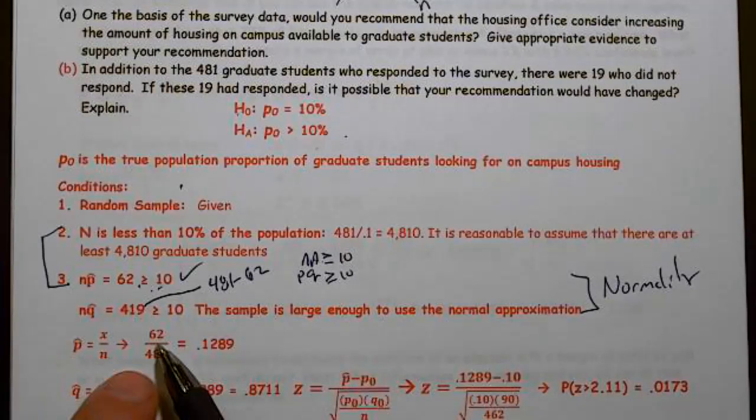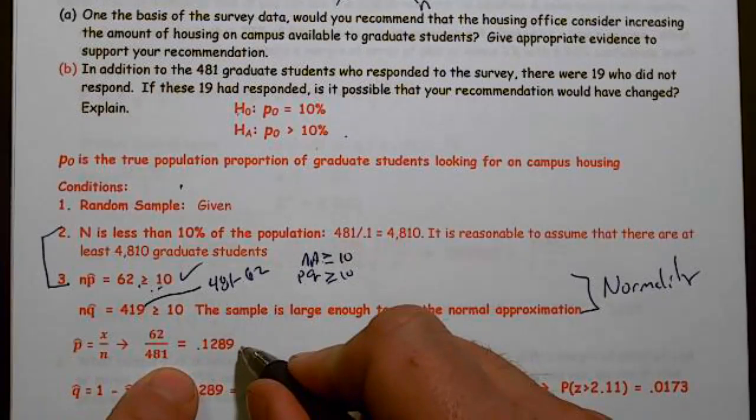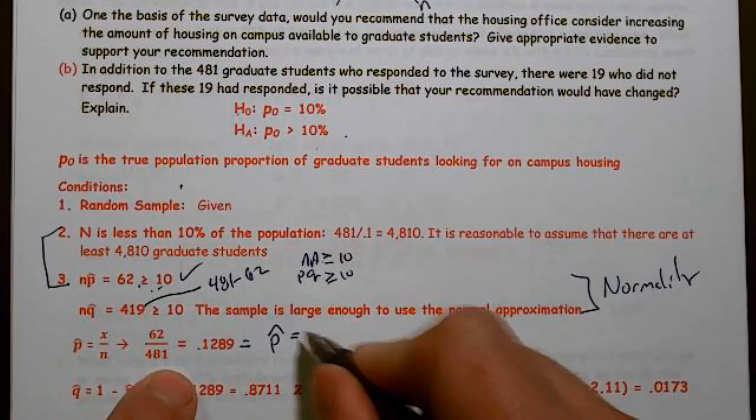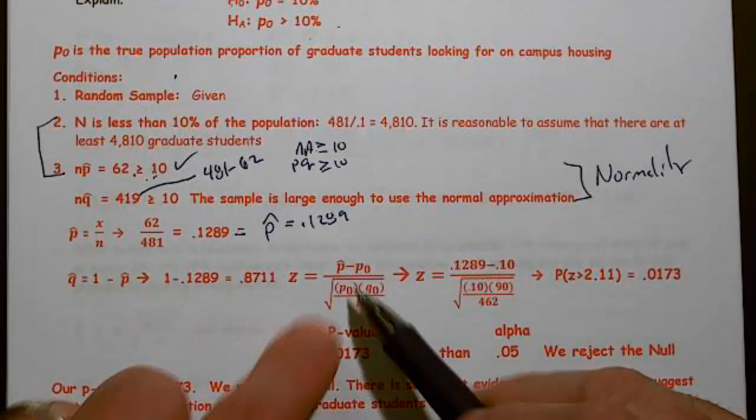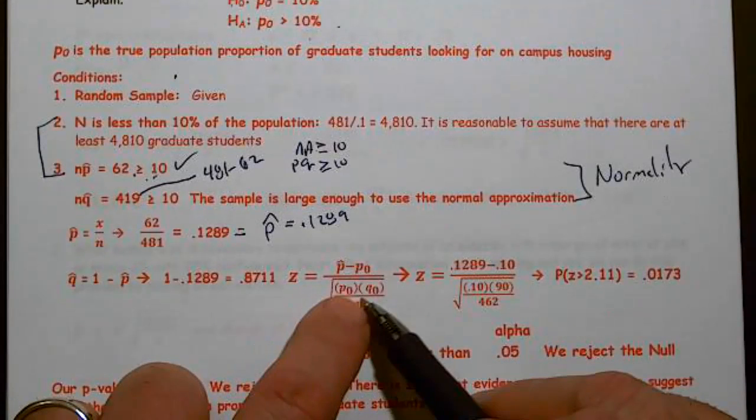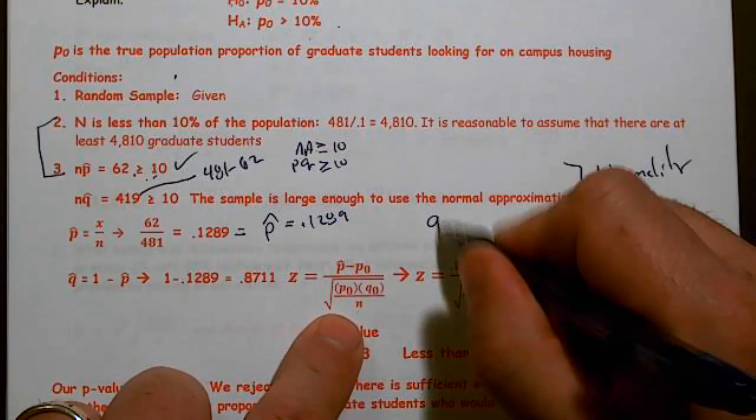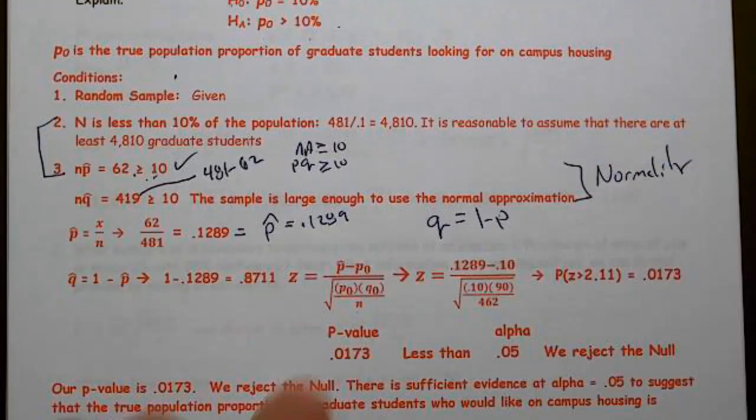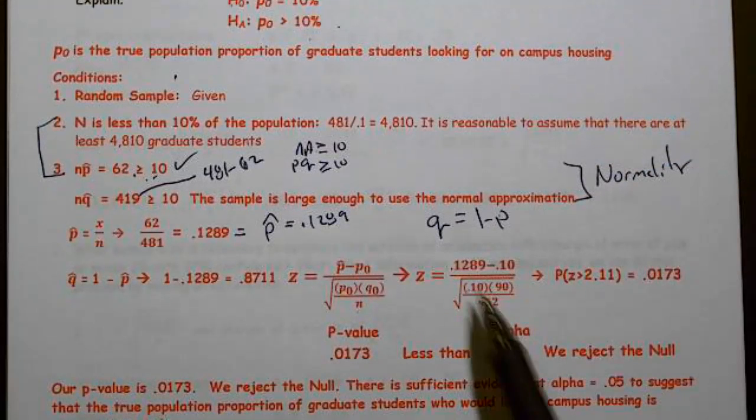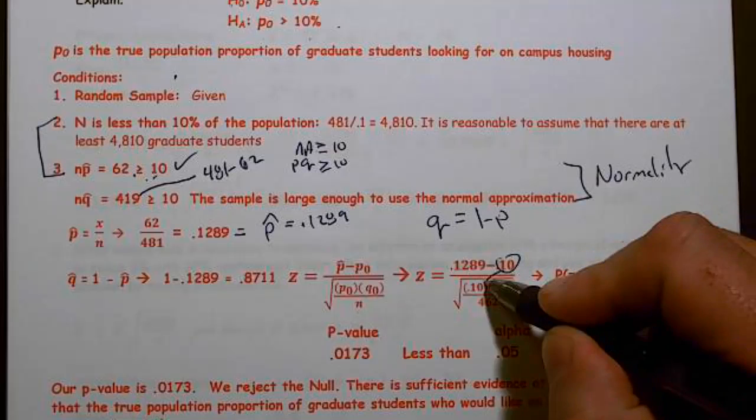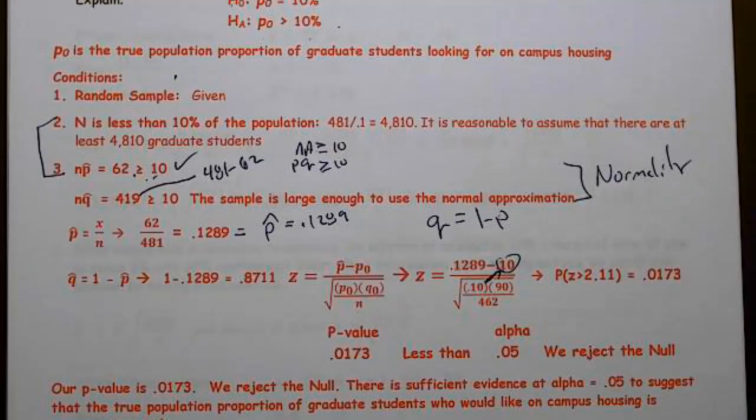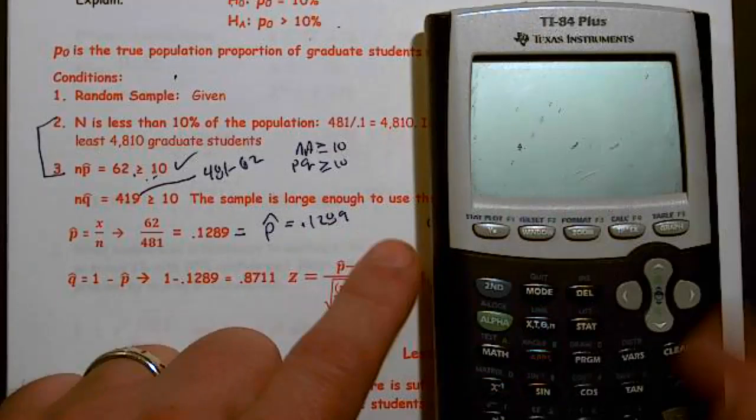So in this case, we had 62 out of 481 wanting graduate housing. That was our sample. So our p hat equals 0.1289. I'm writing my formula down, and it's p hat minus p over the square root of pq divided by n. Remember, if you use the q, you'll always have to tell them, hey, q is 1 minus p, or you can just write 1 minus p. So we have 0.1289 minus 10%, and then 10%, 90%, and 481. Please remember, in a hypothesis test, these have to match. That's different than a confidence interval. Okay, so here we go.